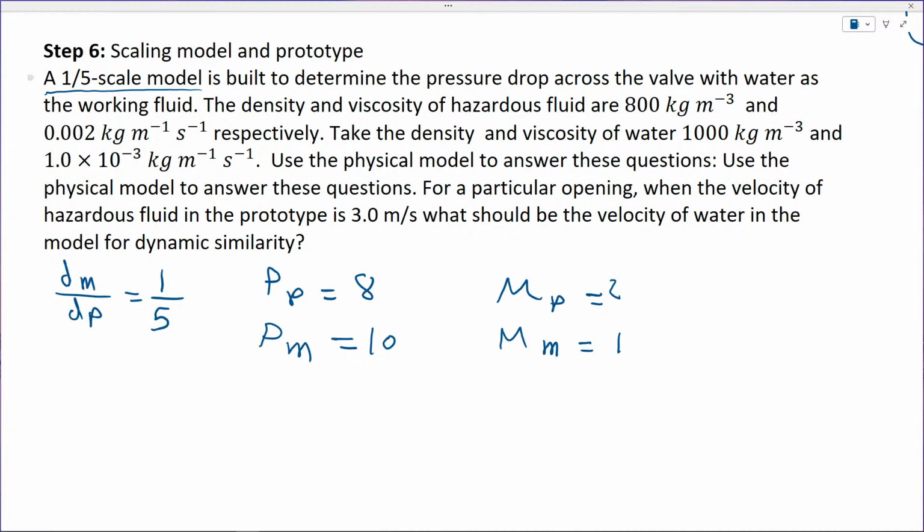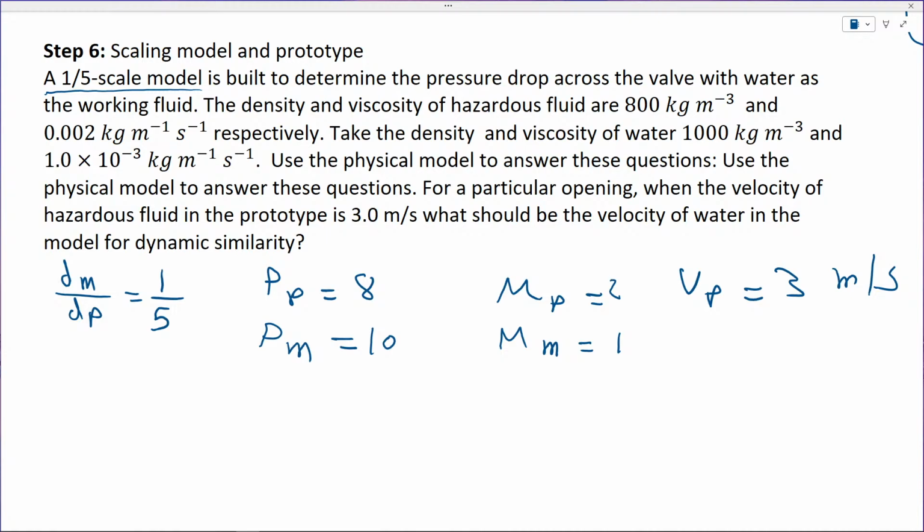For a particular opening when the velocity of the hazard fluid in the prototype is, we are given V prototype is 3 meter per second. Let me keep this in 3 meter per second, because my final answer would be in meter per second, so I would like to preserve this information.